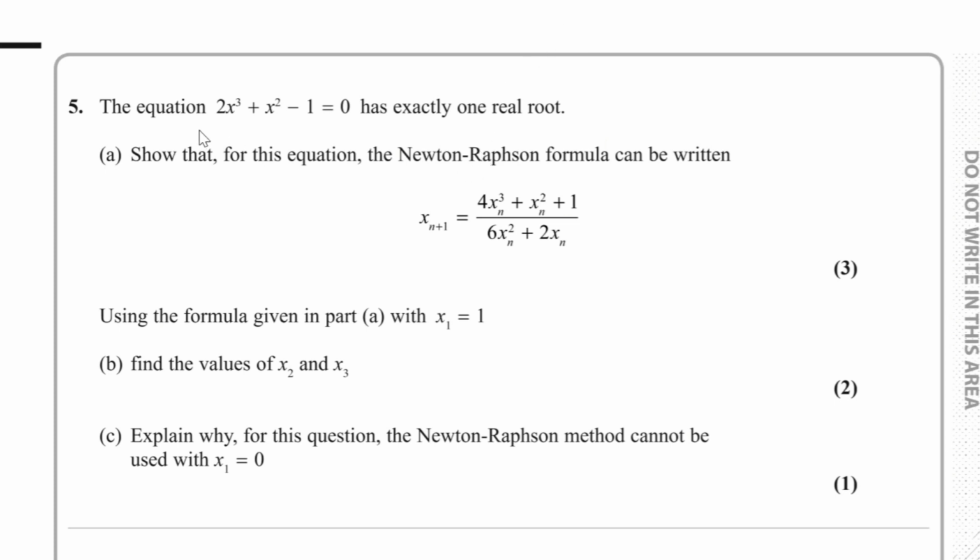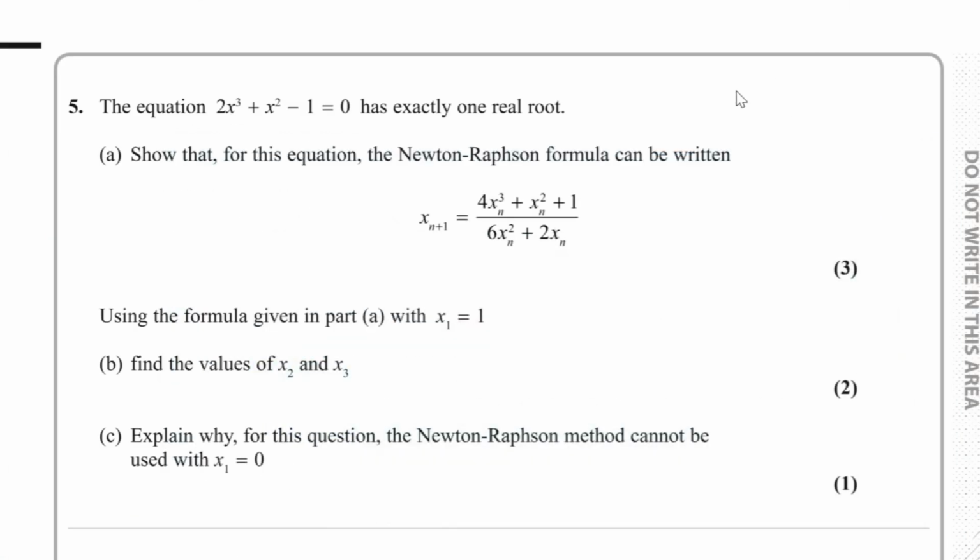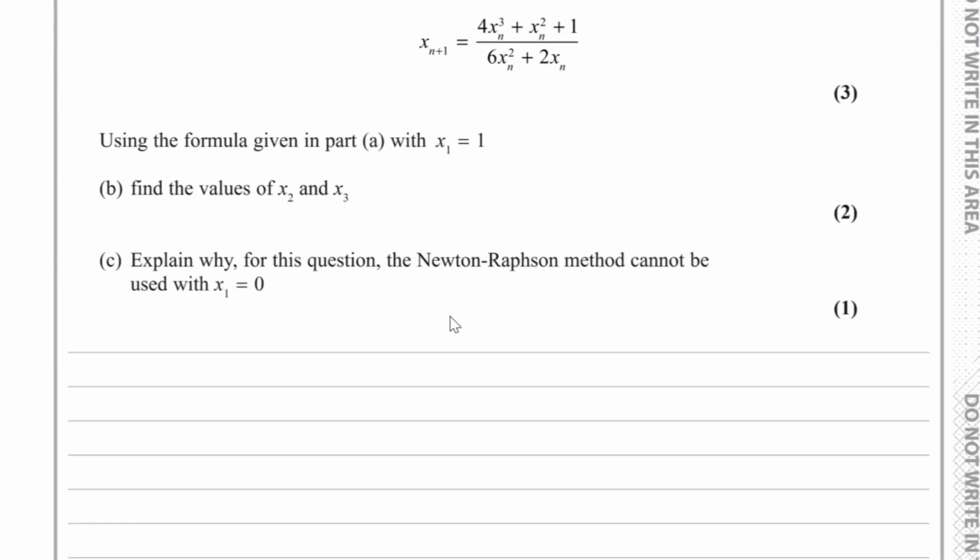Question number 5. The equation 2x cubed plus x squared minus 1 equals 0 has exactly one root. For part A, we have to show that for this equation, the Newton-Raphson formula can be written x(n+1) equals (4xn cubed plus xn squared plus 1) over (6xn squared plus 2xn). Well, here is the formula for Newton-Raphson. When we are solving f of x equals 0, we need f of x and we need f dash of x.